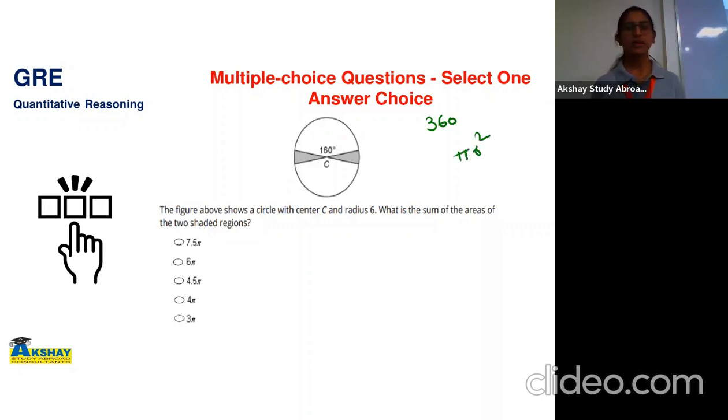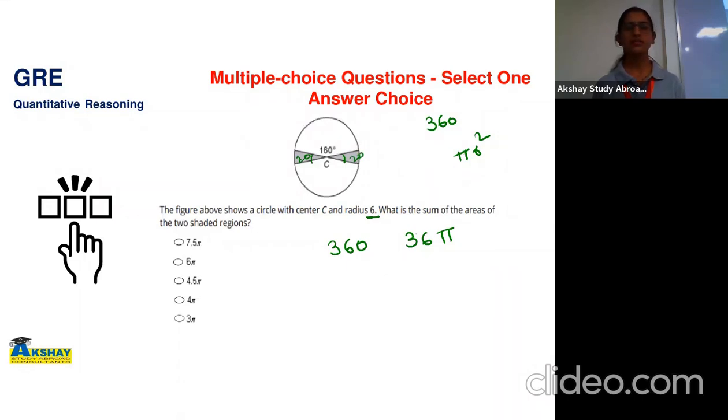Now total angle formed by circle is 360 degree. At that time, what will be the area for this whole circle? Pi r square, and 6 is given as a radius. So it is 36 pi. Am I right? So for 360 degree angle, area is 36 pi, and now I have to find out the area for this shaded section, that is sector. What is the angle for this sector? 20 for this one, 20 for the second one. So total angle is 40.